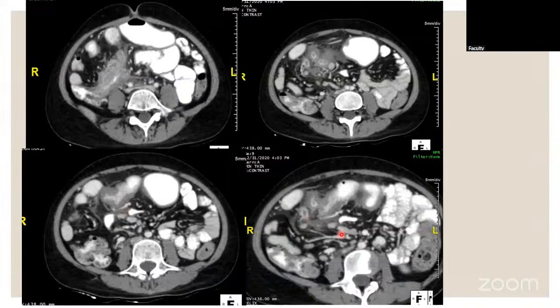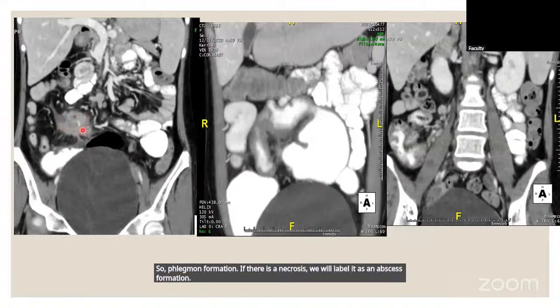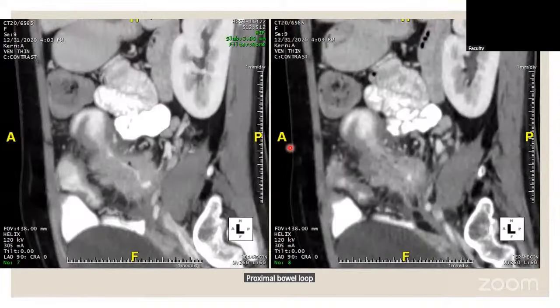So this is another case of Crohn's disease in an active stage. So phlegmon formation; if there is a necrosis, we will label it as an abscess formation. So at this moment it is a phlegmon formation with adherence of the bowel loop. Again, you also note that there is a stricture formation seen in this MPR image with proximal bowel loop dilatation. The sagittal section shows increased enhancement with adherence of the bowel loops to this phlegmon.